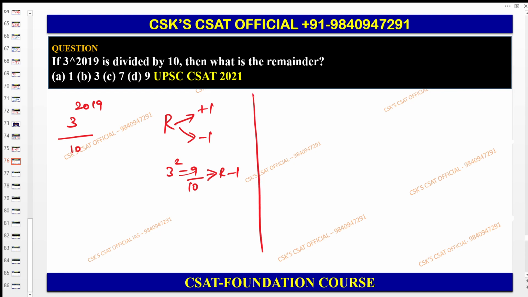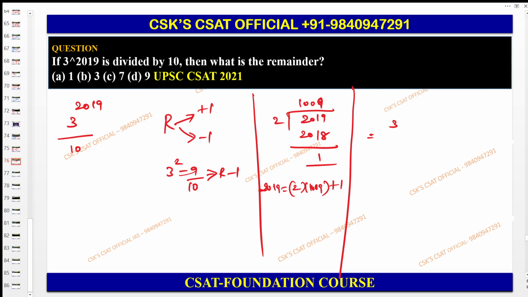So then what you need to do? You need to divide the power by 2. Then here you will get 1009, with 1 left over, so 2018 plus 1. You know the division algorithm: dividend is equal to divisor into quotient plus remainder. You people learned this concept in your foundation class itself. So here how can you write this? 3 square the whole power 1009 into 3 power 1, divided by 10. It gives you minus 1 as a remainder when divided by 10.